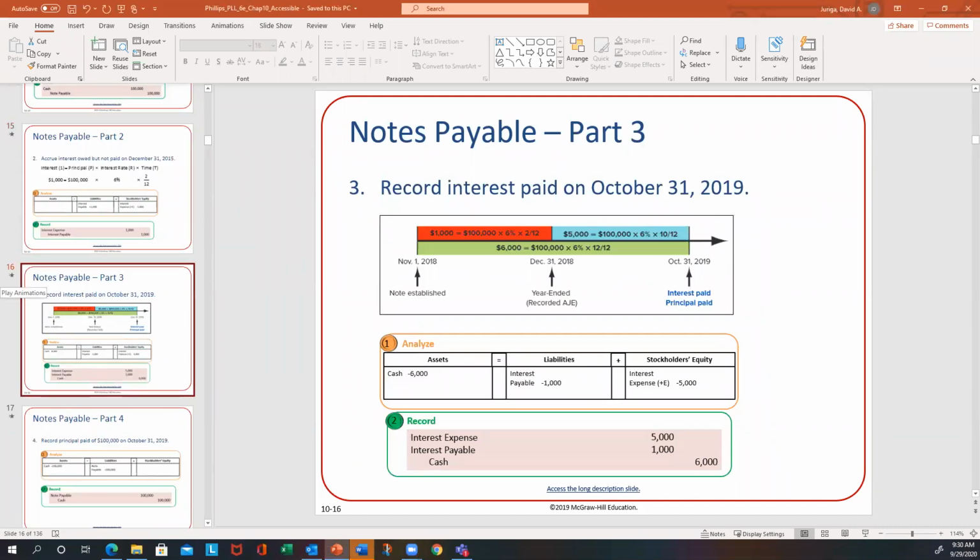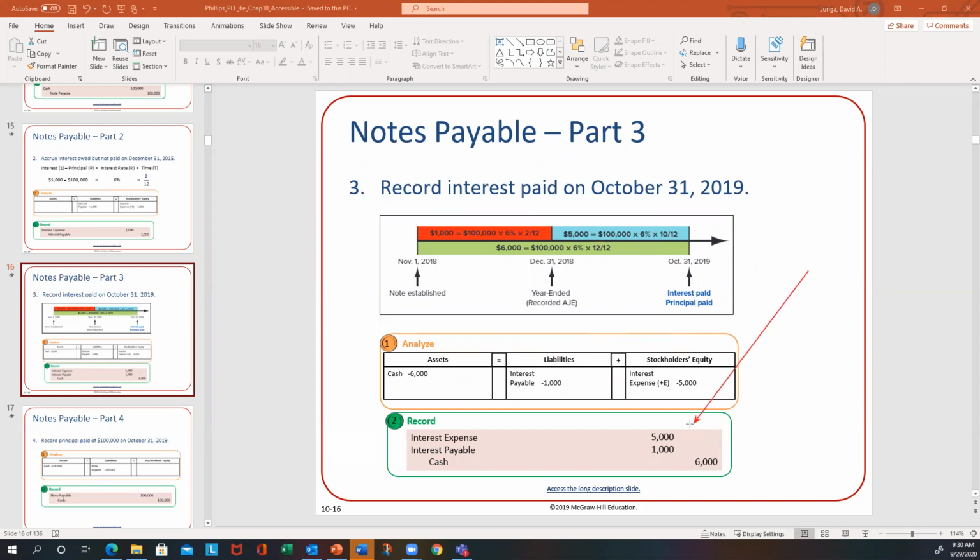So then in the next year, when you go to pay that interest, of course, you have to pay the rest of the interest. So again, the principal times rate times time. Notice it's 100,000 times 6% for the rest of the 10 months of the year. That's $5,000. So your total interest payment is $6,000.